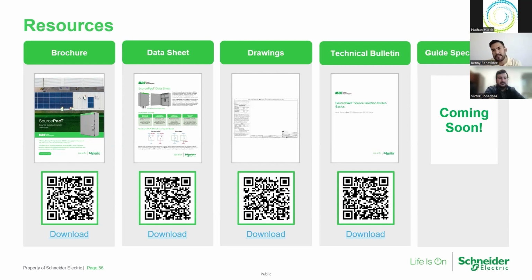And then we have guide specs. Again, UL 1008 is a provisional listing. It's the first of its kind. So we do have guide specifications for Division 26 that we now have available to share with folks on this call. If they're interested, feel free to ping us online for more information.